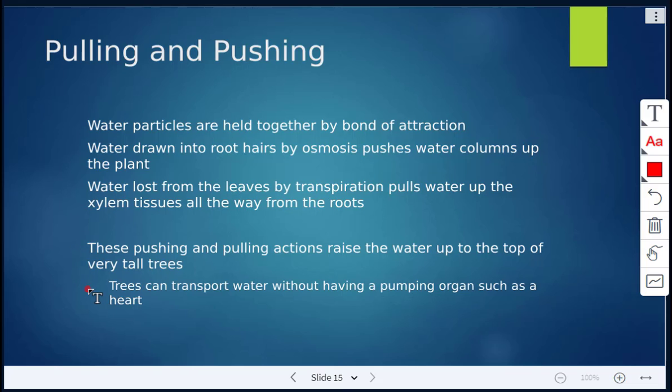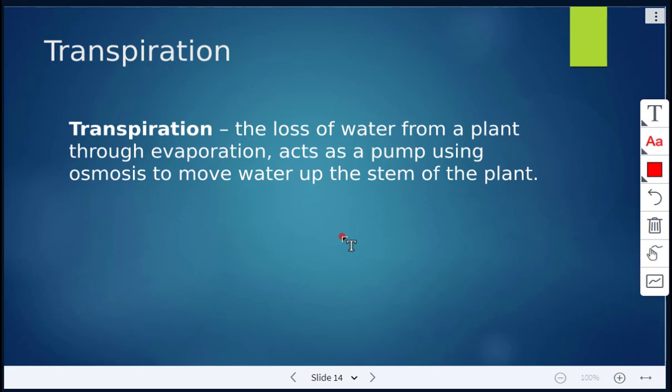If you think about it, trees are able to transport water without having a pumping organ such as, for example, a heart that humans and other animals have for transporting blood and minerals and so on throughout the body. Trees don't have that. They are just able to do that with this pull that is created by transpiration and osmosis.